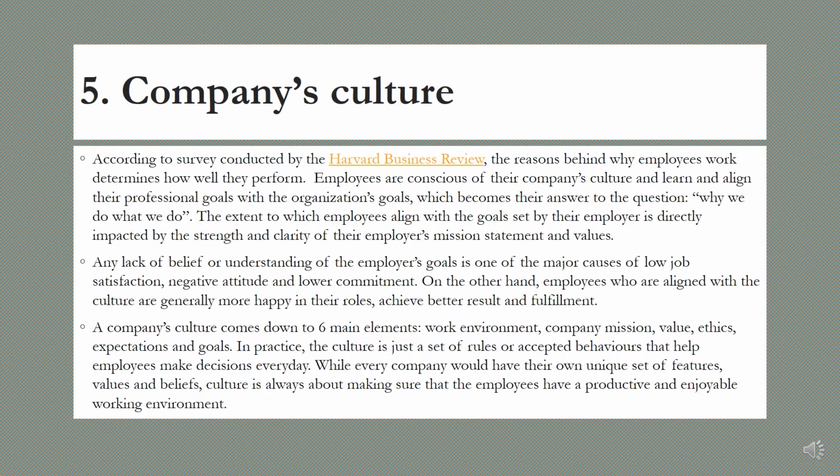On the other hand, employees who are aligned with the culture are generally happier in their roles, and achieve better results and fulfillment. A company's culture comes down to six main elements: work environment, company mission, values, ethics, expectations, and goals. So, in practice, the culture is just a set of rules or accepted behaviors that help employees make decisions every day. Now, while every company would have their own unique set of features, values, and beliefs, culture is always about making sure that the employees have a productive and enjoyable working environment.